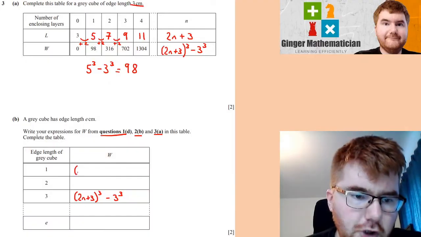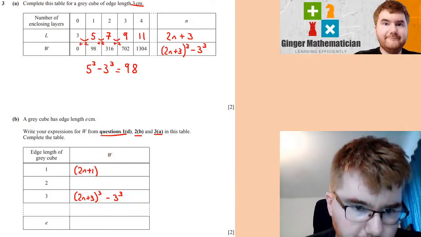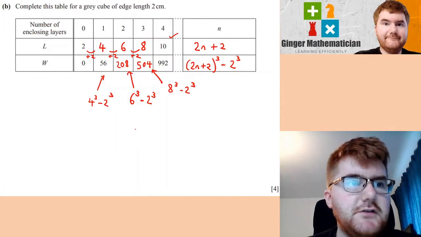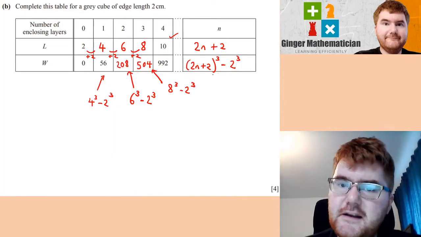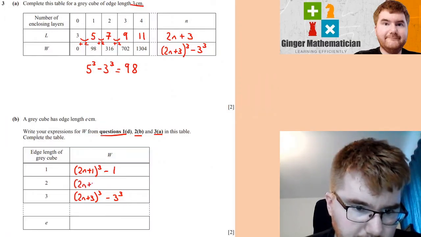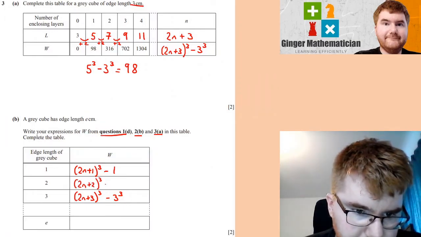This typical non-linear paper, we have to go back and forward through the paper. And then 2b. So let's have a look at 2b. That was this expression here. So let's pop that in. So 2n plus 2 all cubed minus 2 cubed.